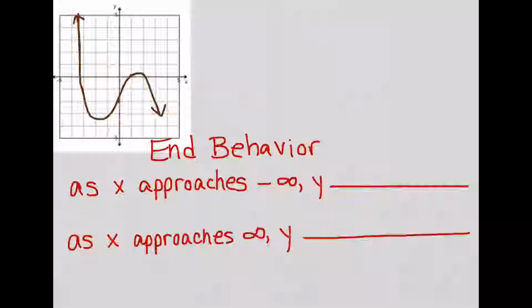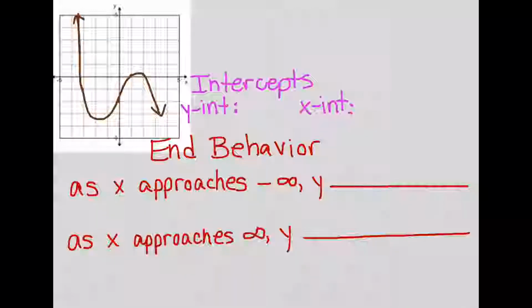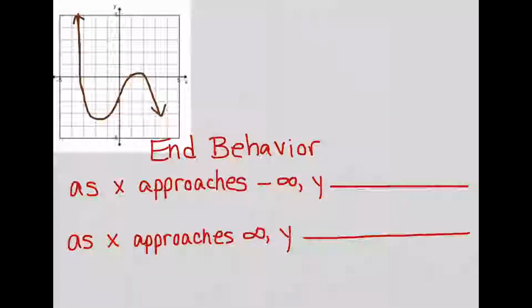So this stuff written in red is what you have to memorize to write down for end behavior. Oh, sorry, we need to actually discuss what the end behavior is.